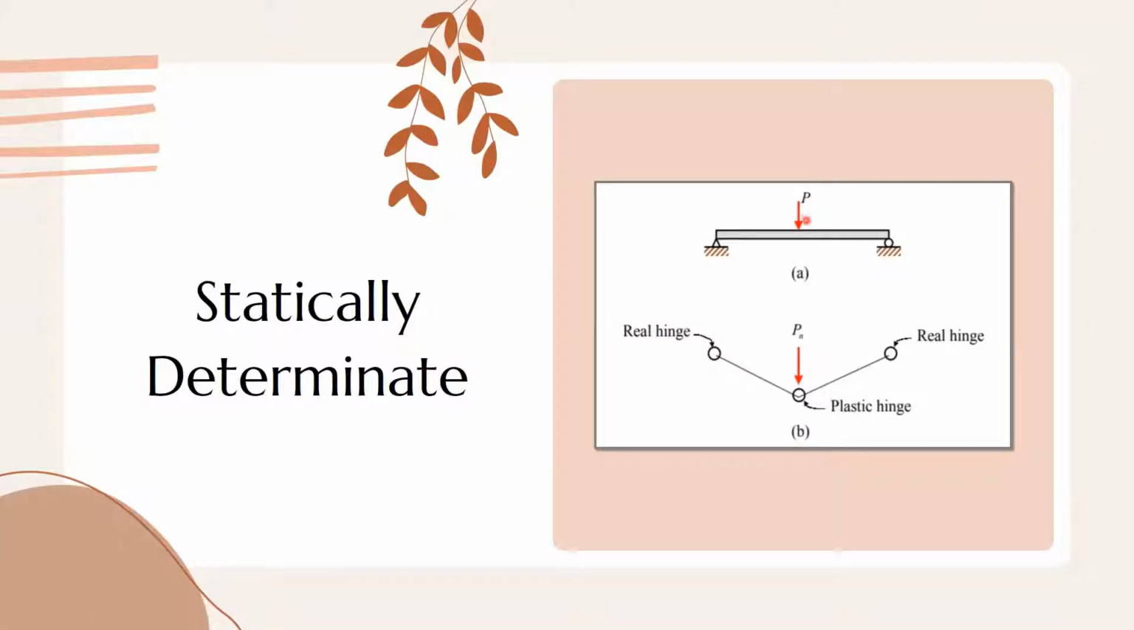If P is increased until a plastic hinge is developed at the point of maximum moment, just underneath P, an unstable structure will be created as shown in this figure. Any further increase in the load will cause a collapse. Then, itong P sub n nagre-represent ng nominal or theoretical maximum load that the beam can support.